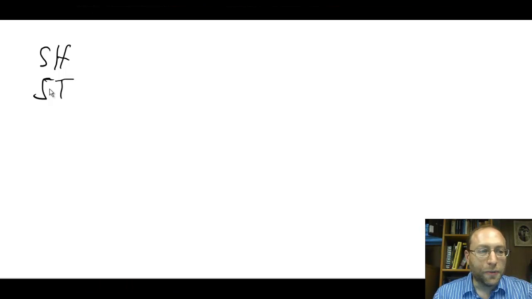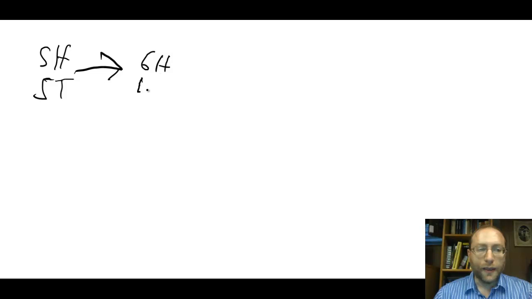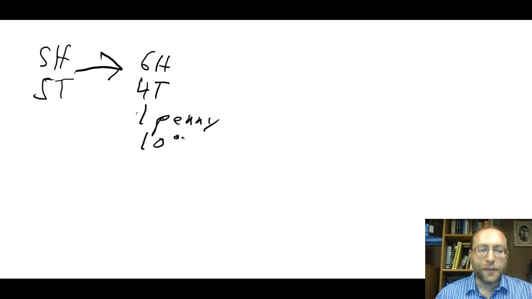Okay, excuse my handwriting here, but we're starting here with 5 heads, 5 tails. And then, in our next generation, we had a sampling error of 1. So we ended up with 6 heads and 4 tails. So that means we had deviation of 1 penny, or it was also 10%. And that amount is preserved to the next generation.